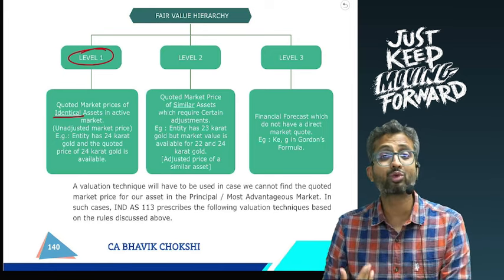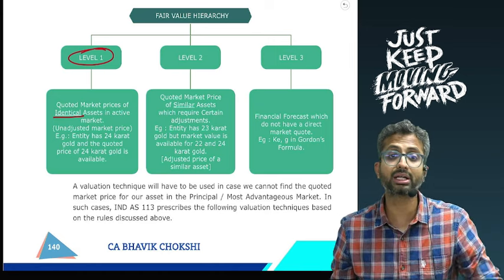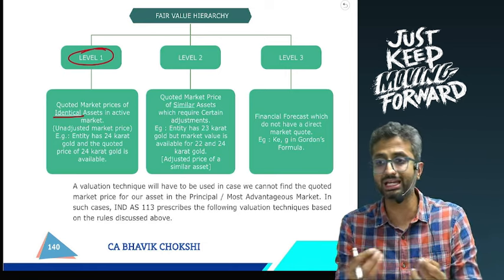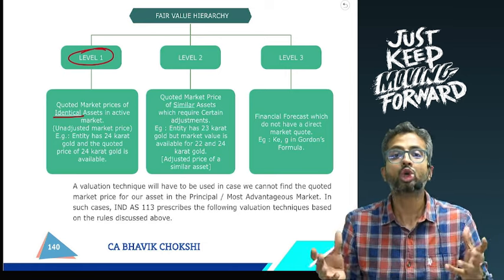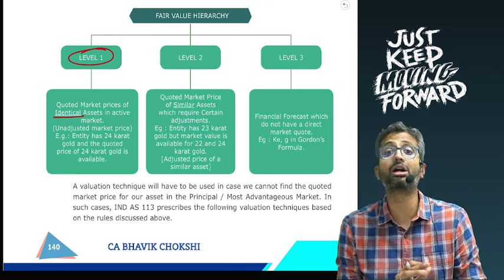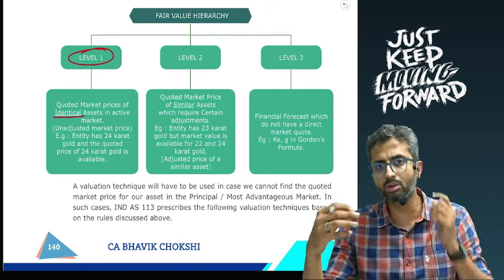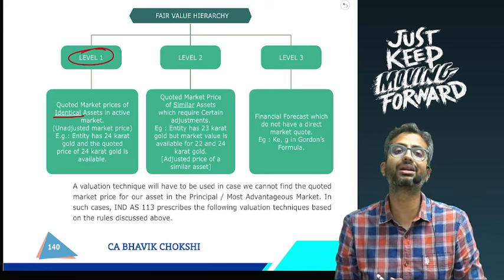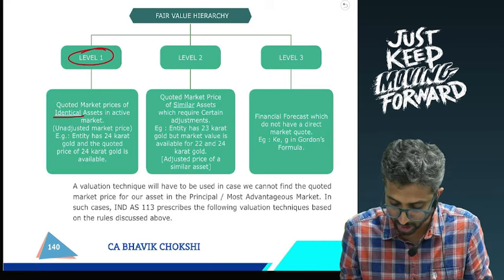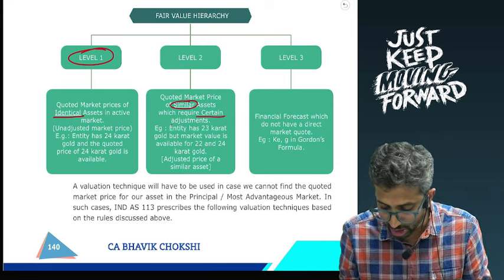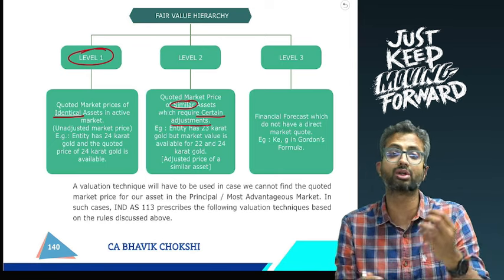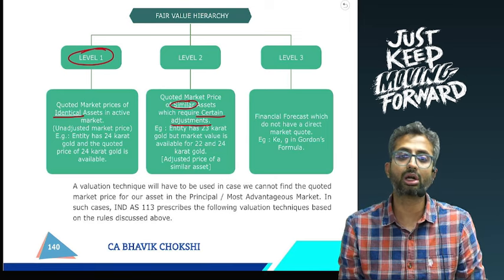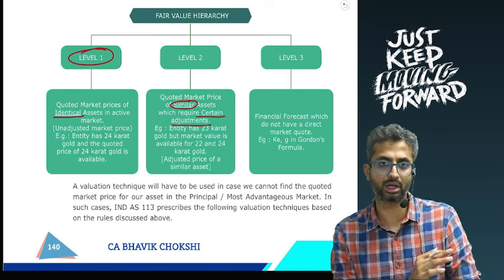Second, I have 23 karat purity gold, and the market gives me the quoted price of 24 and 22 karat gold, in which case I can make certain adjustments to arrive at a price. This is called an adjusted price. I am taking the quoted price of similar assets, making certain adjustments to come at the value of my asset. So this is the quoted market price of similar assets, which would require certain adjustments. I can make adjustments to the 24 and the 22 karat gold price to arrive at the 23 karat gold price, a level 2 category price.